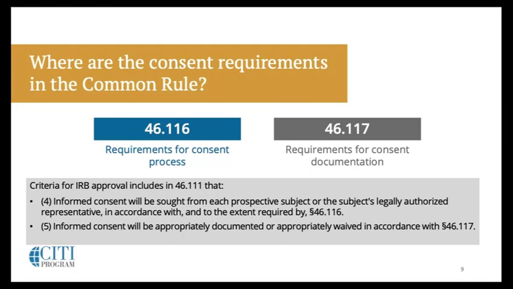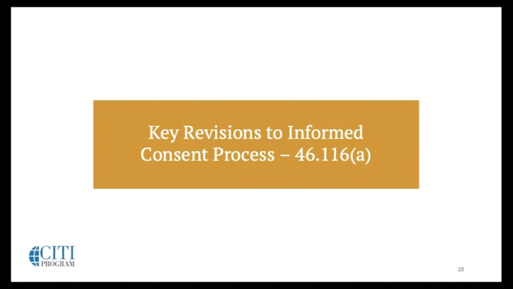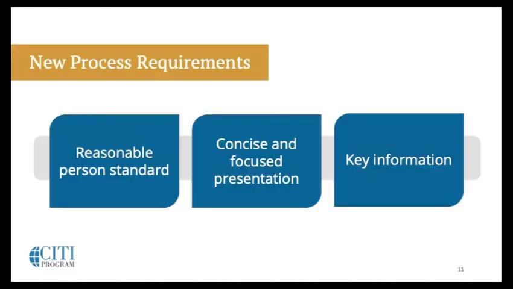Informed consent is mentioned in other sections in the regulation, but those sections are mainly the IRB review of research and IRB approval criteria. The main section is 111. In 111 it states the approval criteria, that in order for research to be approved, IRBs must determine that informed consent will be sought from each prospective subject or the subject's legally authorized representative in accordance with and to the extent required by 46.116, and also that informed consent will be appropriately documented or appropriately waived in accordance with 46.117.